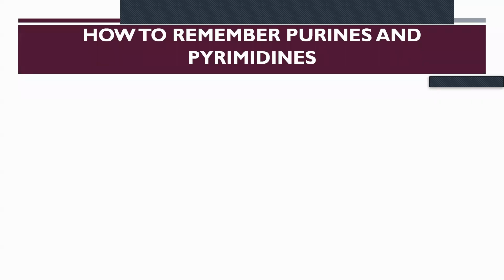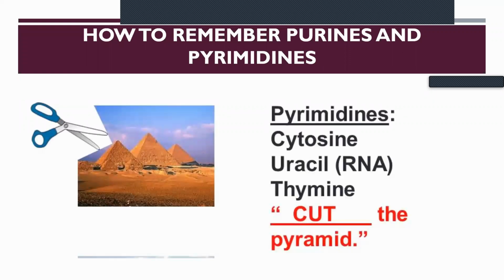What about pyrimidines? For pyrimidines, you know the pyramids, right? In Egypt, the pyramids, one of the monuments. So you cut the pyramid. So that will give you pyrimidines. Cut stands for cytosine, uracil, and thymine. So these are the pyrimidines. Uracil in case of RNA. So cytosine, uracil, and thymine, they make cut. So cut the pyramid. Pure as gold and cut the pyramid. Okay. So this will help you remember which are the purines and which are the pyrimidines.